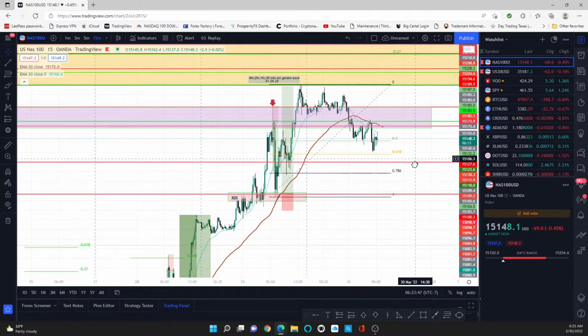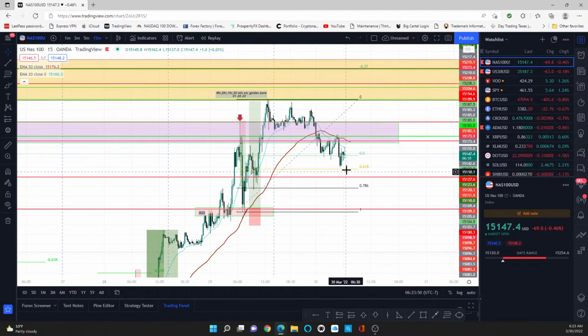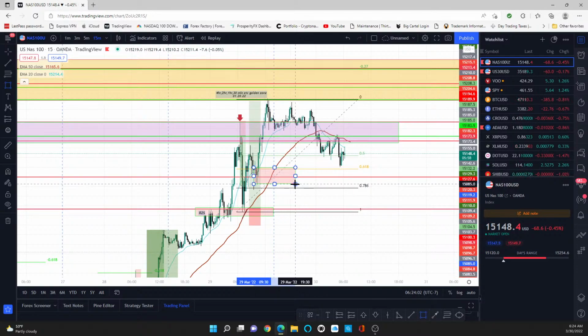Okay. So we have it here, right? We have this setup here. It looks like this is a perfect buy ILC, right? So that's something I'll be looking for right here. Well, I guess let's do it from the top down to here, right in the golden zone.